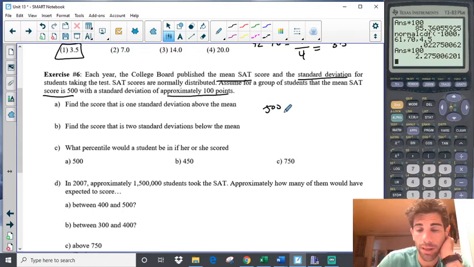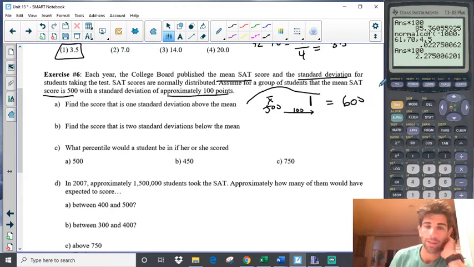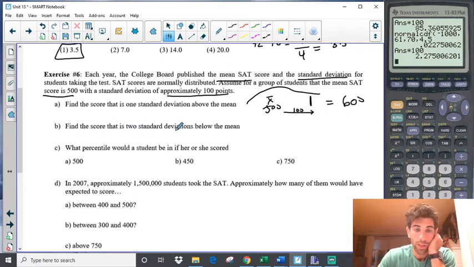So here's your mean. So if you're going to go one standard deviation, you're moving 100 points, so you're going to be at a 600. Find the score that is two standard deviations below the mean. So same game, except you're going to be going this way. But you're not going to be going one time, you're going to be going two times. So 500 minus 100 is 300.